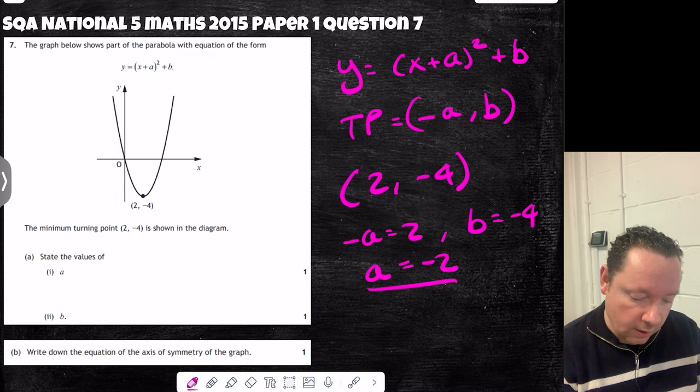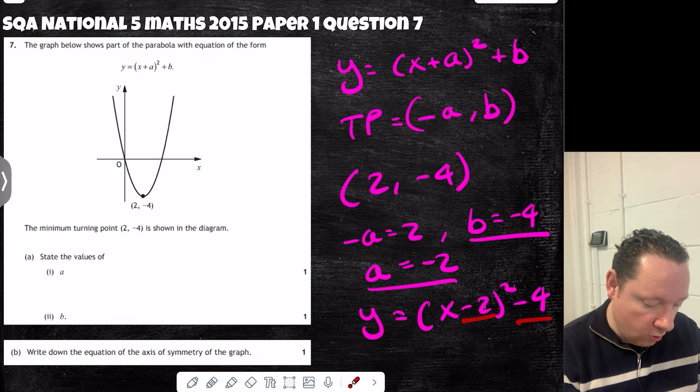In other words, it's y equals (x minus 2) squared minus 4. The turning point here is (2, minus 4), which is what we have got. So writing the answer in the right place, I've got minus 2 for a, and b is equal to minus 4.